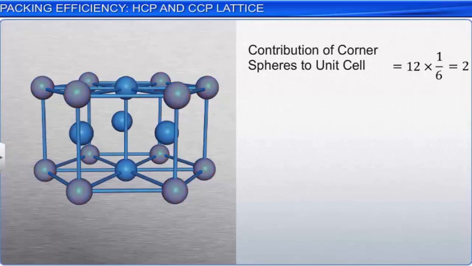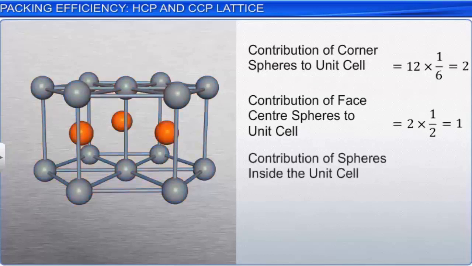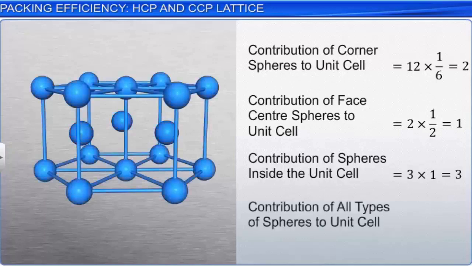The contribution of the atoms at the 2 face centers is equal to 2 into 1 by 2, which is equal to 1. On the other hand, the contribution of the atoms inside the HCP unit cell is 3 into 1, which is equal to 3. So, the total contribution is 2 plus 1 plus 3, which is equal to 6.